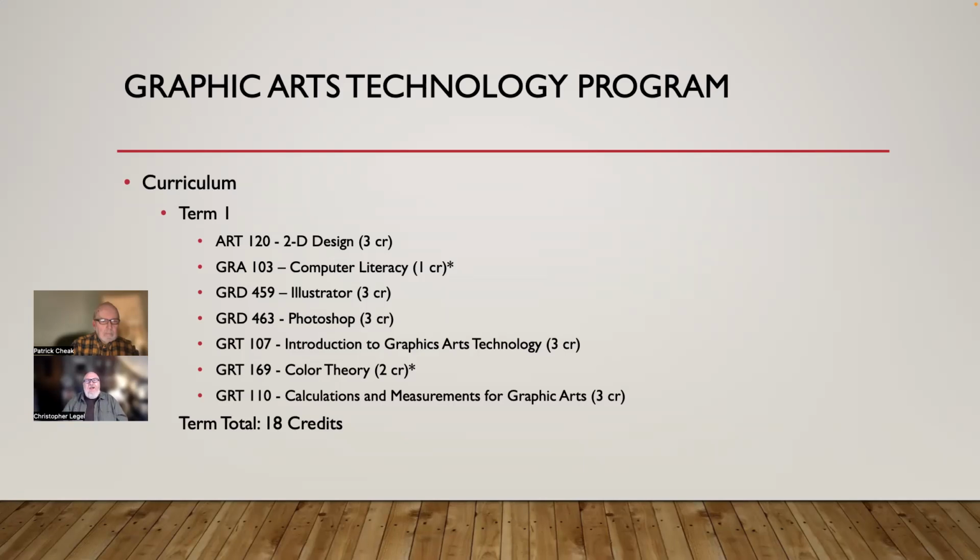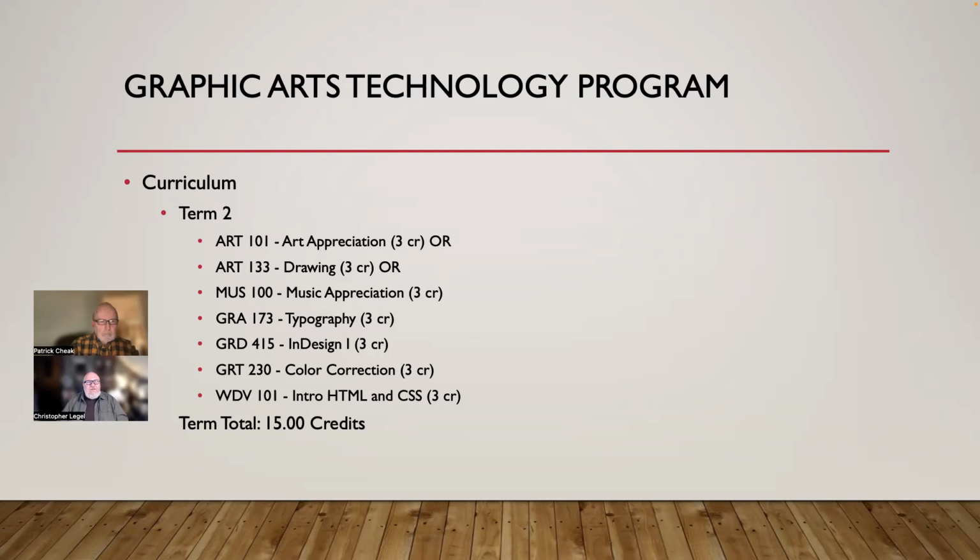And then we also have a math class. Every program in the state of Iowa is required to have a math class, and that one is ours. The Calculations and Measurements course for the graphic arts. It's an applied math course. Basically, it's addition, subtraction, multiplication, division, fractions, decimals. Really. There isn't any algebra in it. That's kind of as high as it goes. It's basic order of operations.